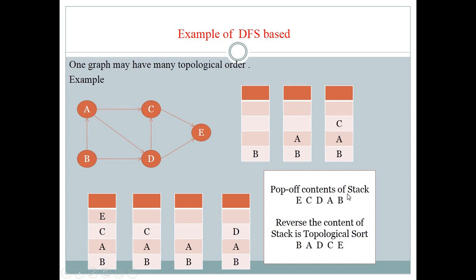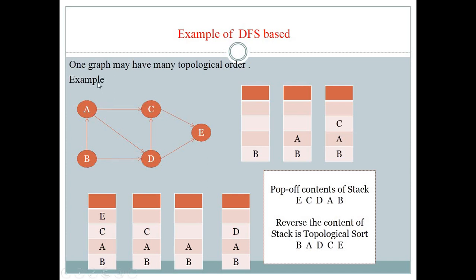So this is the pop-off content of our stack: E, C, D, A and B. If we reverse this content, we will get the topological sort of the DFS based algorithm. The reverse will be B, A, D, C and E. So B, A, D, C, E is the DFS based topological sort of this directed acyclic graph. This is the method you can follow to find the topological sort using the DFS based algorithm.